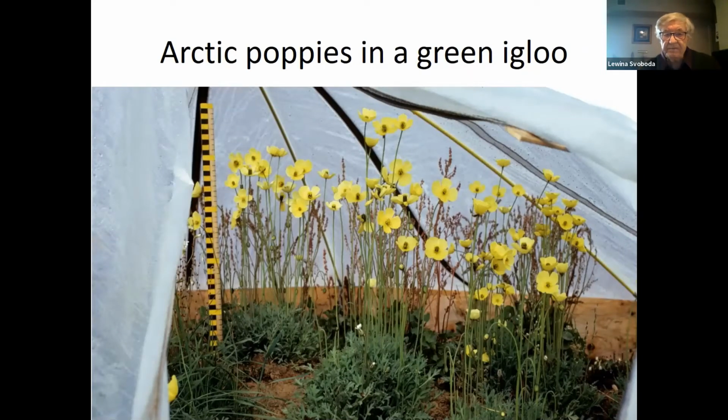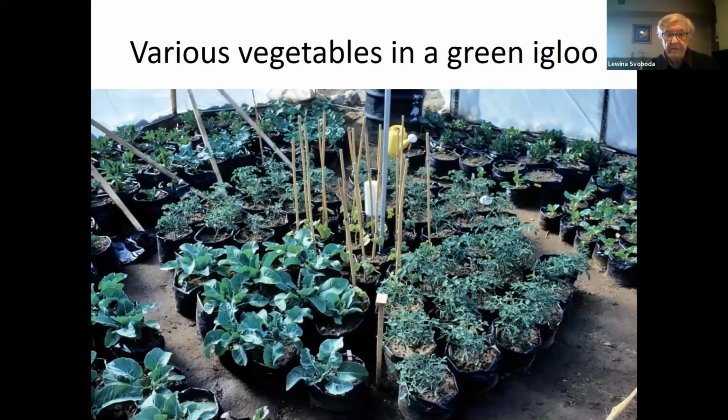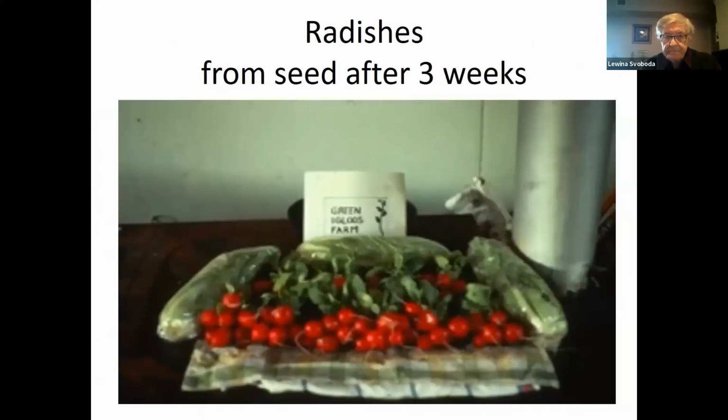Next. Arctic poppies flourishing in the green igloo, achieving more than double the size and mass compared to those growing in open tundra. Next. In the green igloos, vegetables are grown in soil-filled plastic bags in protection from the frozen ground permafrost. Next. These radishes, grown from seeds, were harvestable in 3 weeks.